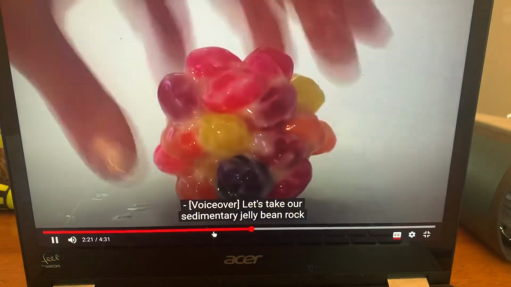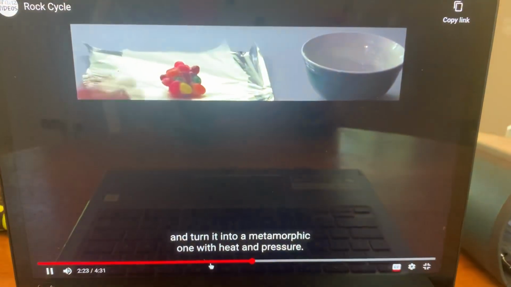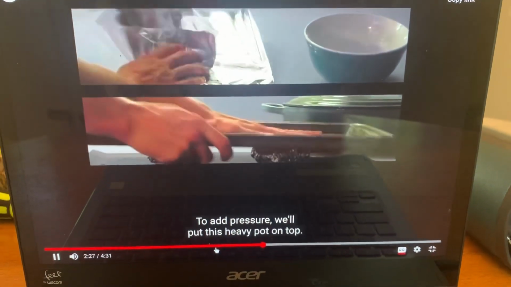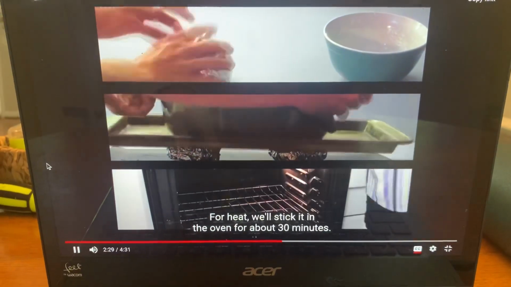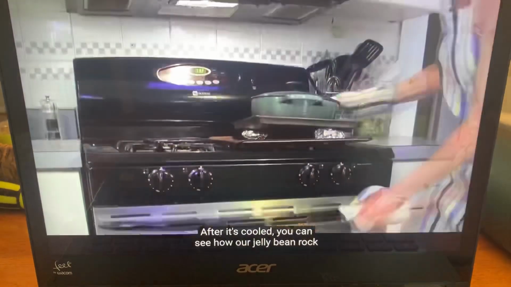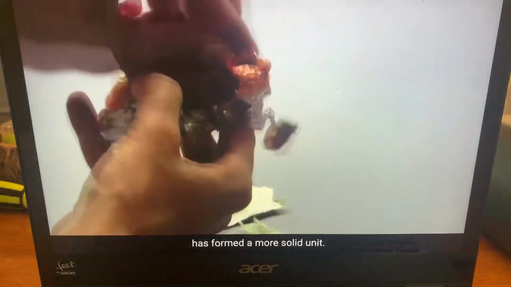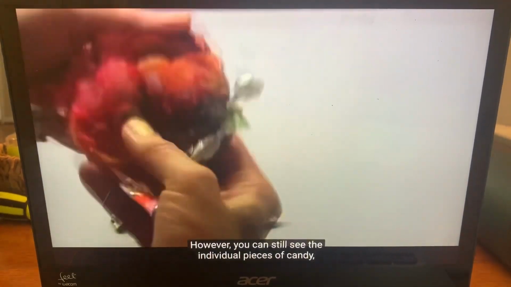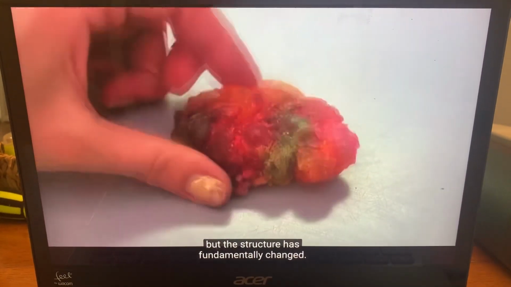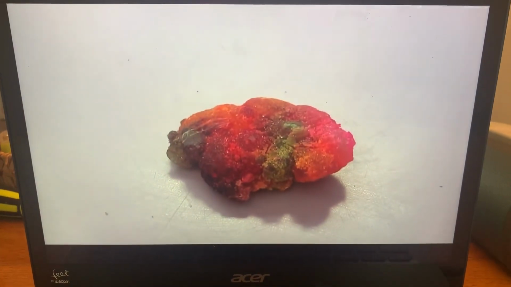Let's take our sedimentary jelly bean rock and turn it into a metamorphic one with heat and pressure. To add pressure, we'll put this heavy pot on top. For heat, we'll stick it in the oven for about 30 minutes. After it's cooled, you can see how our jelly bean rock has formed a more solid unit. However, you can still see the individual pieces of candy, but the structure has fundamentally changed.